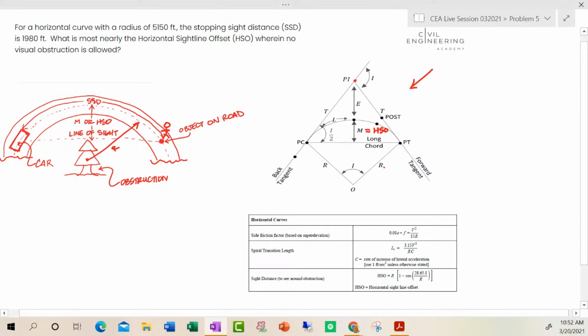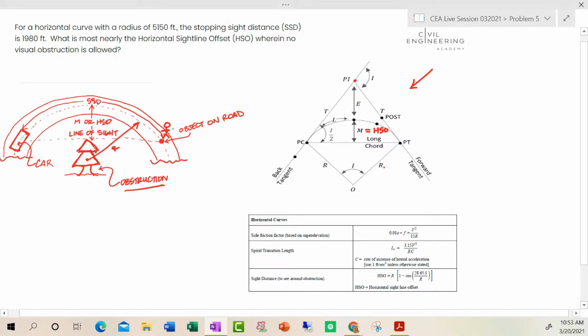This car has a line of sight, and if you were to imagine maybe this obstacle is a tree on the road that he can't see around till he drives around that point, this M distance, or the HSO distance, the horizontal sightline offset distance, is critical, right? For this car to have enough distance to stop before he hits this guy or this object on the road, he's got to have enough distance between the top of this tree or whatever our obstruction is to be able to see that guy and then have enough stopping distance to not hit him.